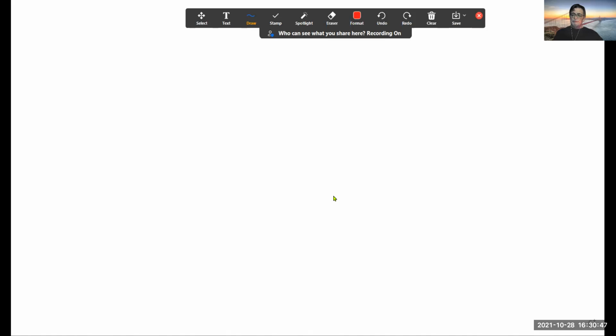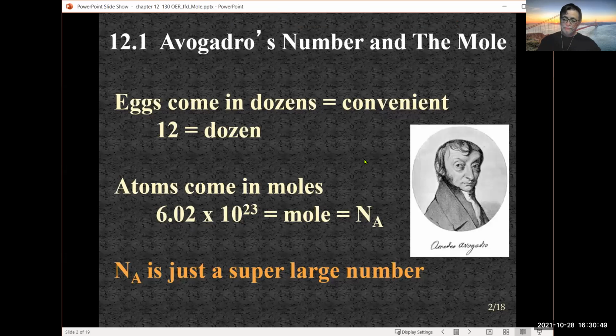All right, here's a picture of the scientist it was named after. Kind of an interesting looking character. Avogadro. Now, Avogadro's number is denoted by capital N subscript A, Avogadro's number.